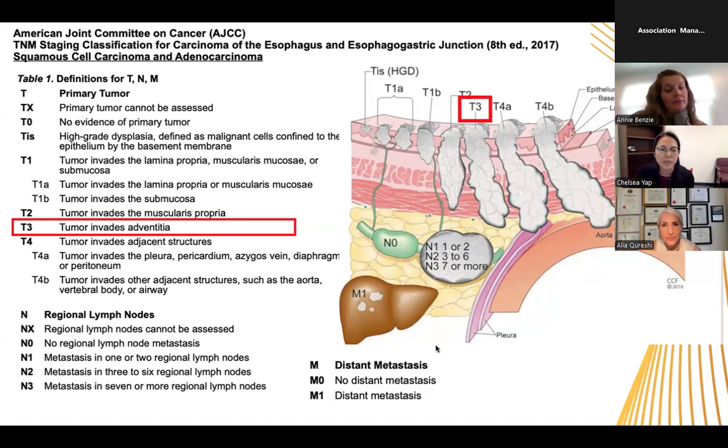And then, of course, the regional lymph nodes, the N staging. Patients who have 1 or 2 regional lymph nodes are N1 and N2 as well. And then N3, you can see there, is 7 or more. And then for metastases, M0 is no distant metastases, and M1 is distant metastases.